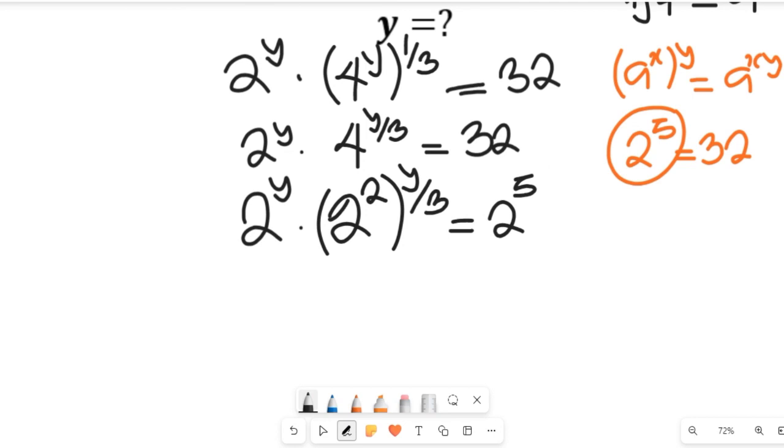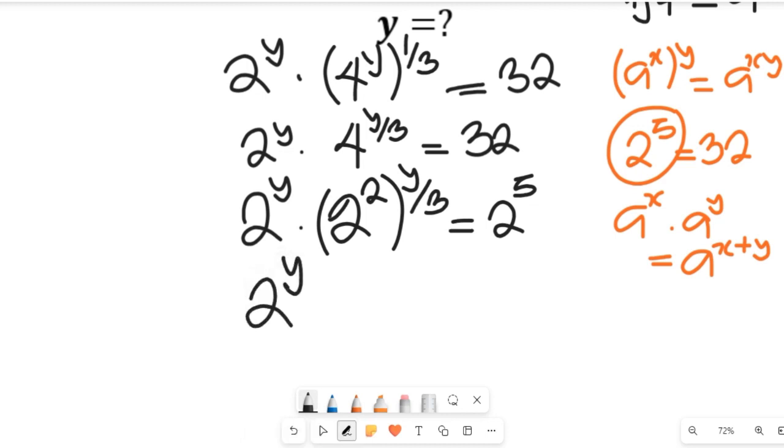Now come to note something. According to the laws of indices, if we have a to the power of x multiplied by a to the power of y, this is equal to a to the power of x plus y. That's the multiplication law of indices. So if we apply that over here, we'll have 2 to the power of y plus 2y divided by 3, and this will be equal to 2 to the power of 5.